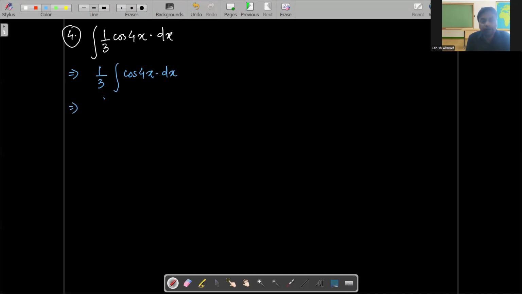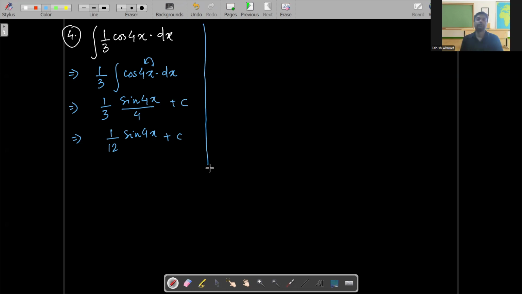And now 1 by 3. So cos 4x, what is the integration of cos 4x? Like cos theta is how much? That is, the integration of cos theta is sin theta, isn't it? So it will become sin 4x. But the variable x is getting multiplied by something, so divided by 4. So your answer will be 1 by 12 sin 4x plus c. How simple was that?